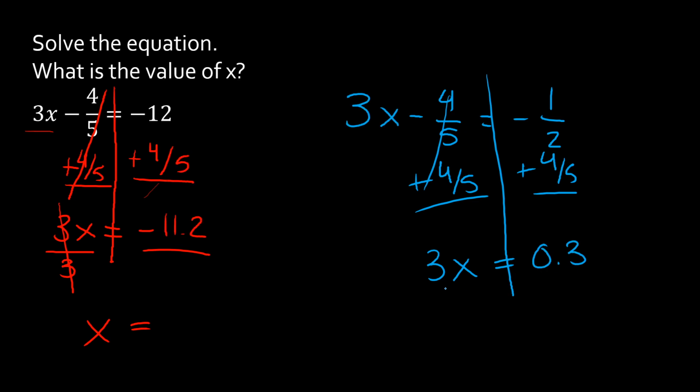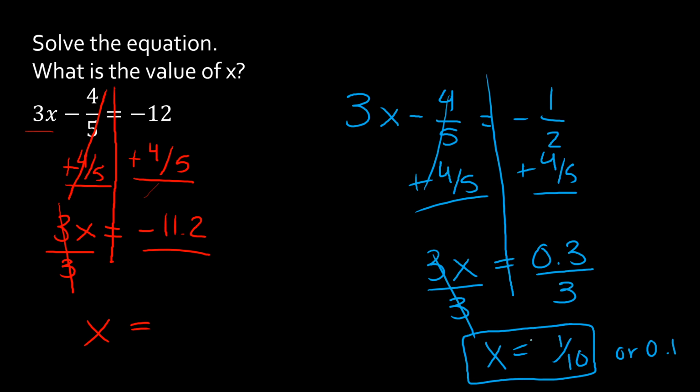Then to get rid of my 3 attached to my x, I need to divide both sides by 3. And when I do that, I get either 1/10 or 0.1. So either one of those answers will work. So 1/10 or 0.1. And again, if you wanted to double check, you can type this into your calculator to make sure we're getting the right numbers.